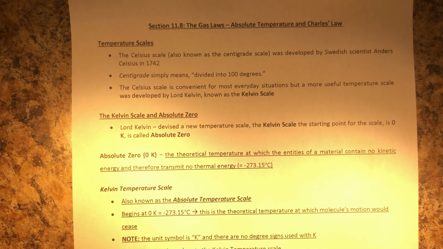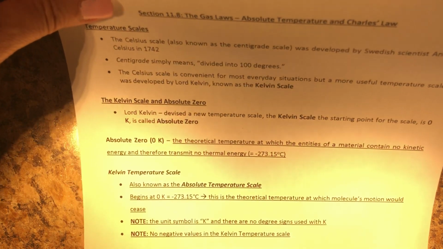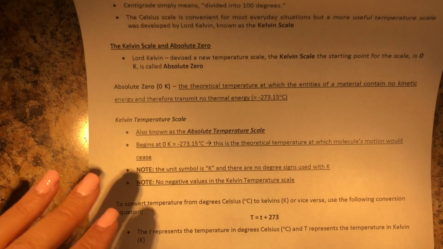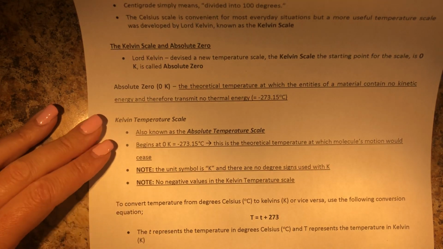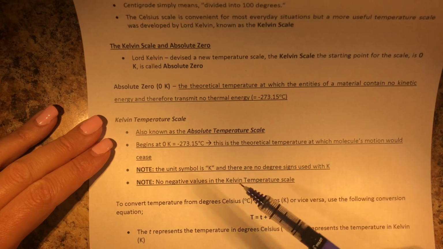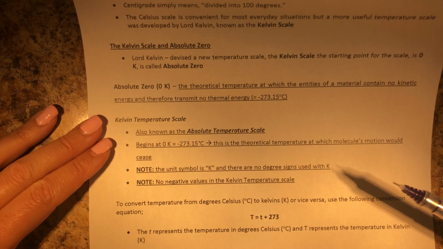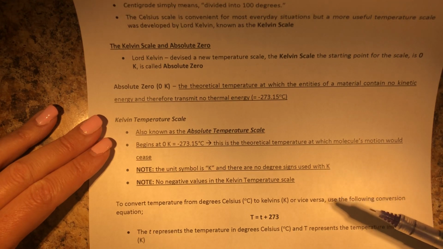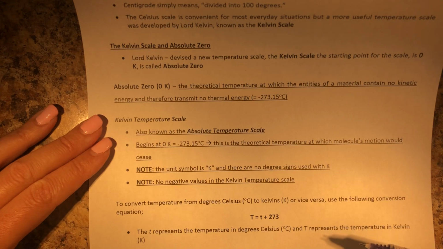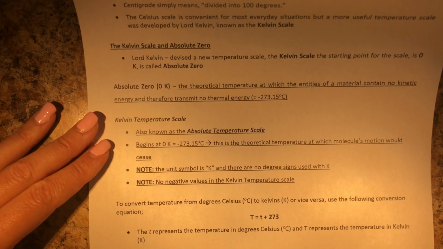So a little bit more about the Kelvin temperature scale. We also call it the absolute temperature scale, and it begins at 0 Kelvin, and we use the symbol K. There are no degree signs for Kelvin, and there are also no negative values. So this makes it most useful for the gas law calculations, and all of your temperatures must be in Kelvin to do these problems. It's imperative that you change it or you will get an incorrect answer, and you sometimes have to convert it back to degrees Celsius.